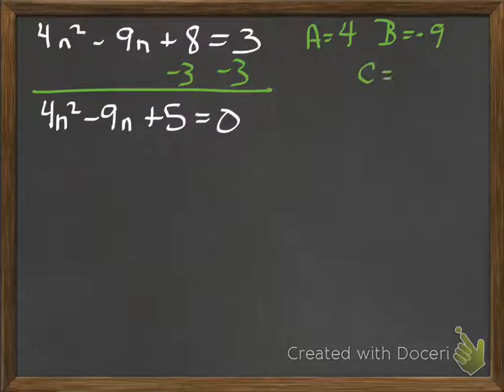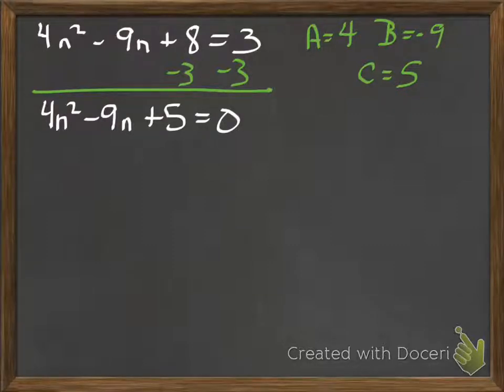B is negative 9 and c is 5. There are going to be times in tonight's homework where one of those is going to be a 0. So if you don't have something times your x term, it's a 0 for b. If you don't have something with no variable, it's 0 for c.